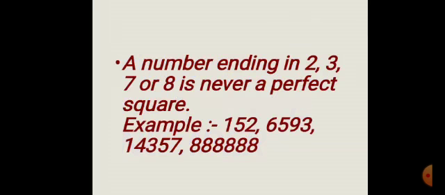Properties of square numbers. A number ending in 2, 3, 7 or 8 is never a perfect square. It means if a number's unit digit is 2, 3, 7 or 8, it is not a perfect square number. You can see in the example 6593, its unit digit is 3. So that's why it is not a perfect square, because its unit digit is 3.